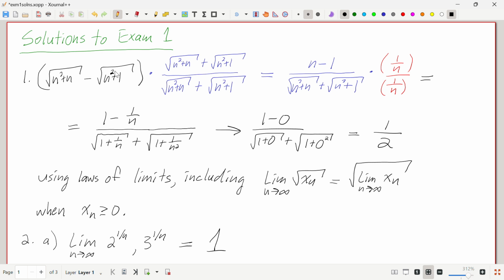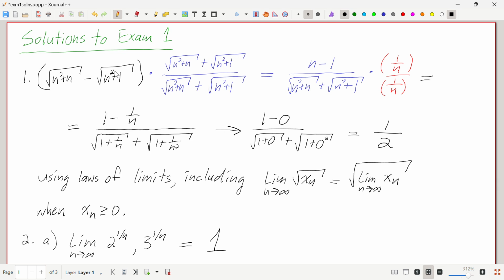And remember, we've proved that one of the laws of limits was that the sum of limits is the limit of the sums, etc. But we also had a law that said that for positive terms that converge, the limit of the square root of n is the square root of the limit. And using that on the bottom, that first square root would converge to the square root of 1 plus 0, which is 1. And the second one would also converge to the square root of 1 plus 0 squared, which is 1. And so the whole thing converges to 1/2 as n goes to infinity.